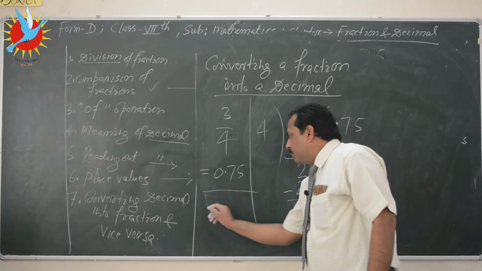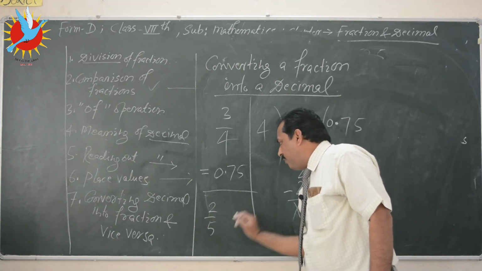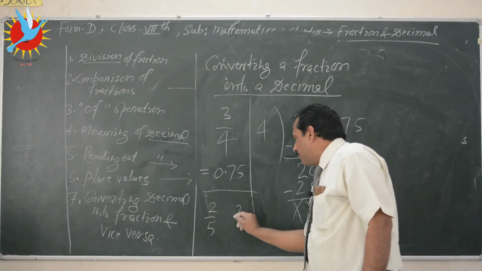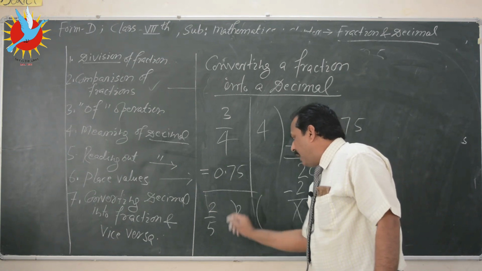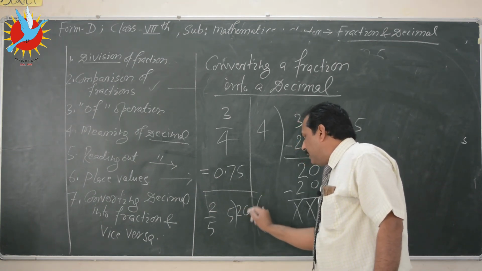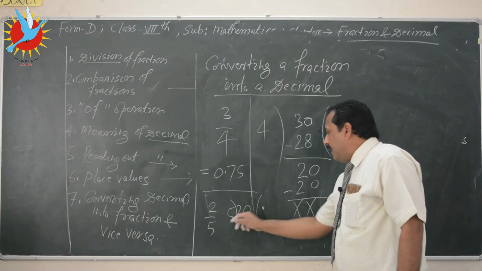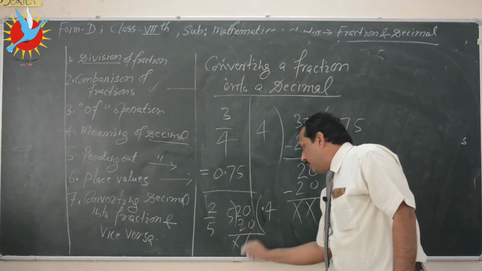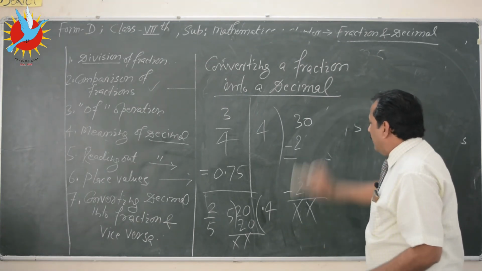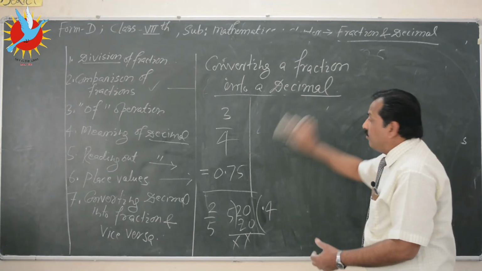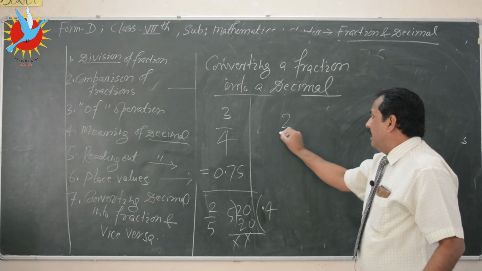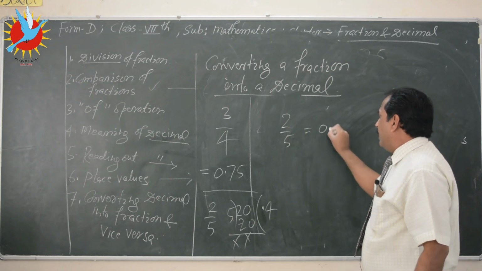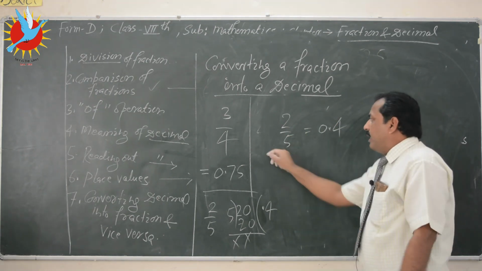For example, 2 by 5. So 2 by 5, divide this 2 by 5, put one decimal, it becomes 20, and 5 fours are 20, and you reduce it. So the equivalent of 2 by 5 is equal to 0.4. So this way we can convert.